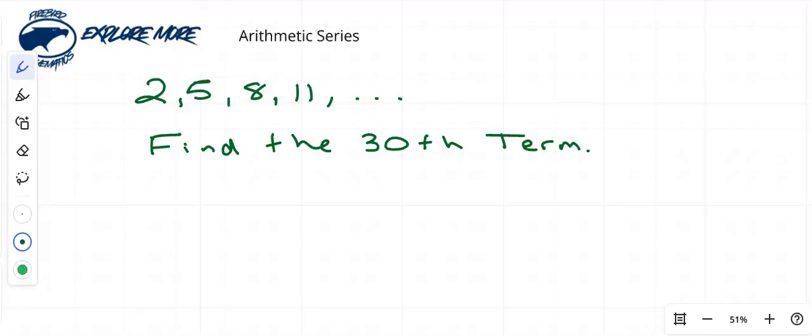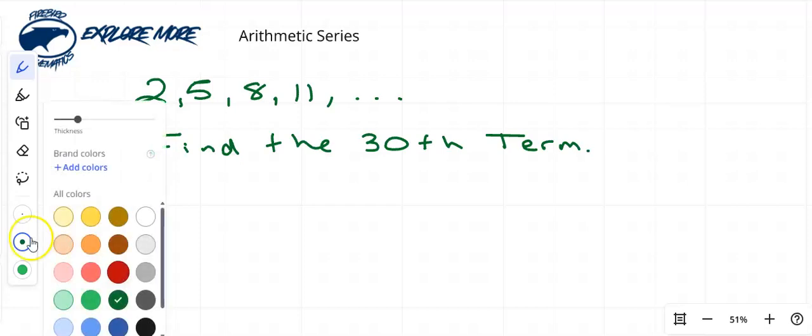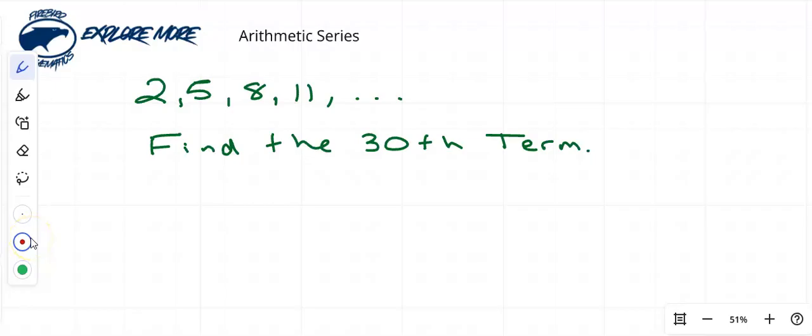So this is a sequence of numbers. It's just a list of numbers: 2, 5, 8, 11. And then in your algebra class, maybe you've talked about how you would find, like, the 30th term in this sequence. Okay, so first of all, what makes it arithmetic? What makes this arithmetic is, if you notice, we're adding the same number each time: plus 3, plus 3, plus 3. So that's what makes it arithmetic.